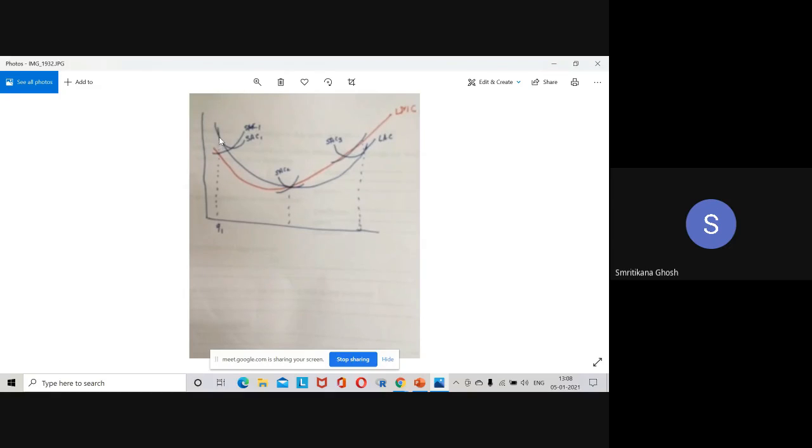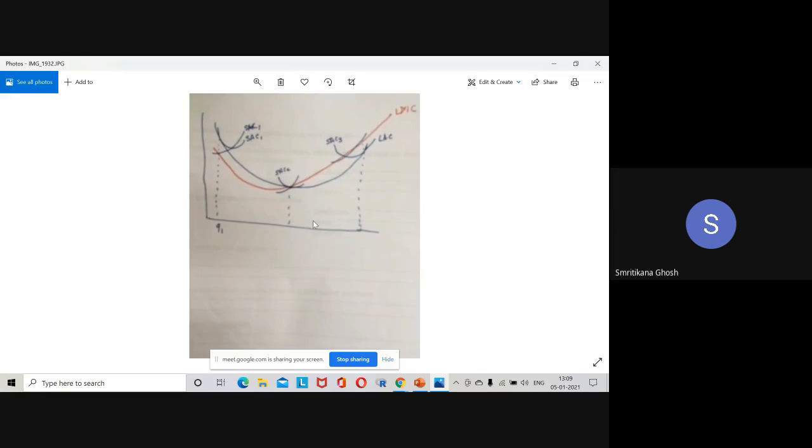I'm telling you again, the SAC is tangent to LAC. From the tangency point, you have to drop a vertical line. That vertical line will intersect that SMC at a point. So that point where the vertical line intersects SMC is a point of the LMC. That means LMC must pass through that point.